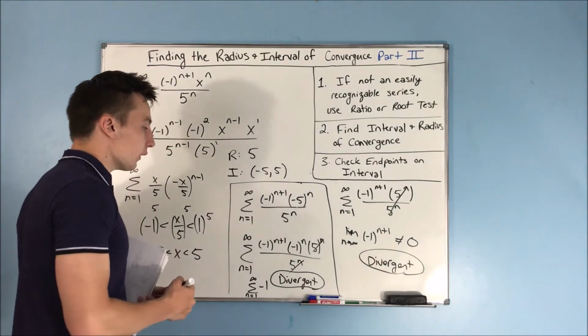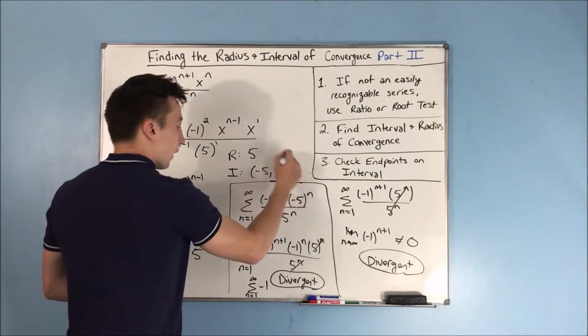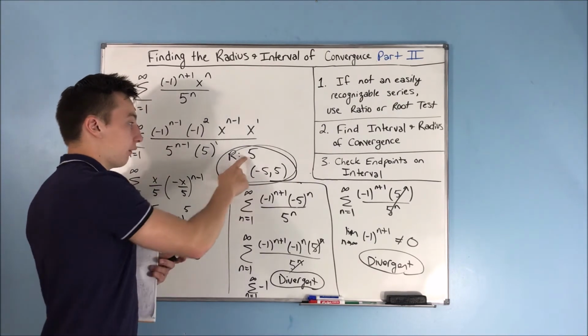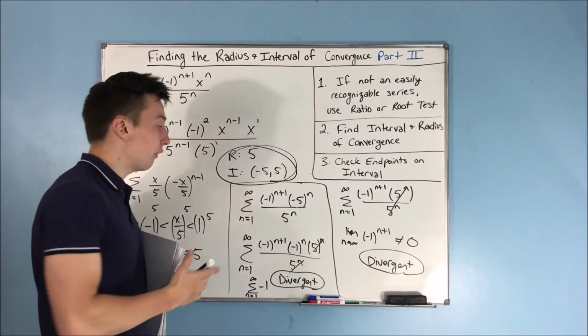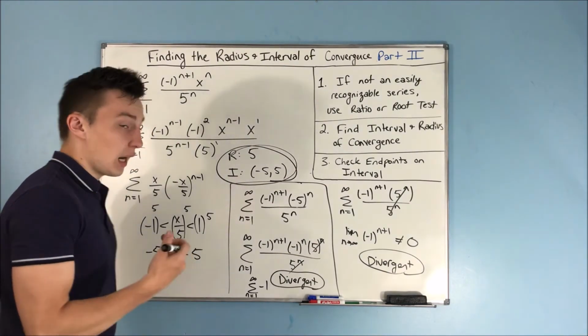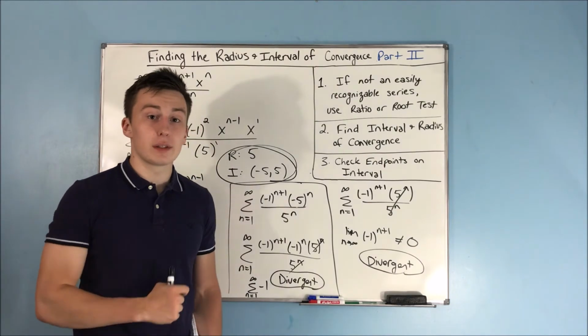Okay, so since they're both divergent, we're not including either of these endpoints, and this is going to be our answer. We have a radius of convergence of 5, right? Half the interval, that's 5, and our interval of convergence is from -5 to 5, not including both endpoints as we showed here. Okay, so that's going to do it for this video.